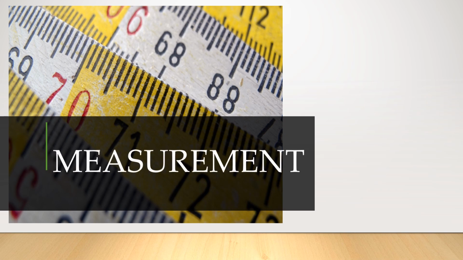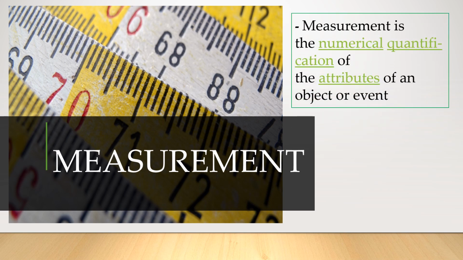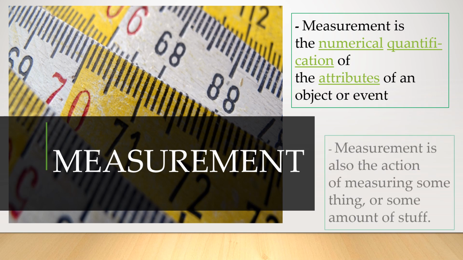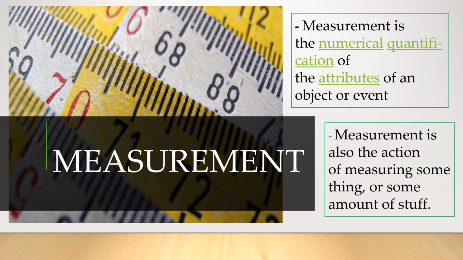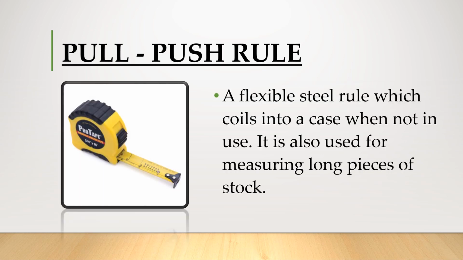Before we start to discuss the types of measuring tools, let's define first the word measurement. Measurement is the numerical quantification of the attributes of an object or event. Measurement is also the action of measuring something or some amount of stuff. We have the pull-push rule. Pull-push rule is a flexible steel rule which coils into a case when not in use. It is also used for measuring long pieces of stock.